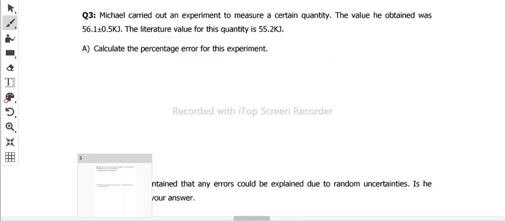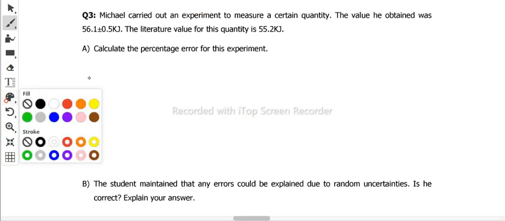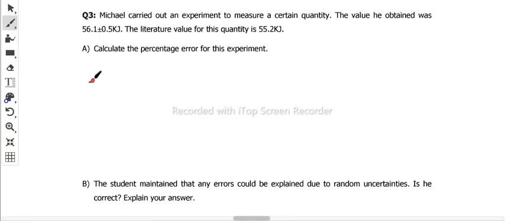Now we're going to continue with more ideas. I have question number 3. In question number 3, Michel carried out an experiment to measure a certain quantity, no matter what the quantity is. The value he obtained was 56.1 plus minus half kilojoule. The literature value for this quantity is 55.2 kilojoule. The question is firstly asking to calculate the percentage error. So what is the percentage error rule and how can we apply it?